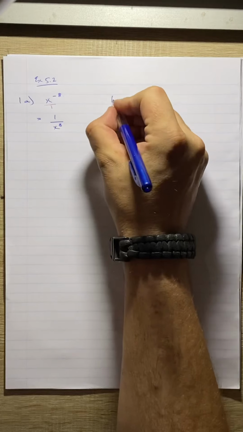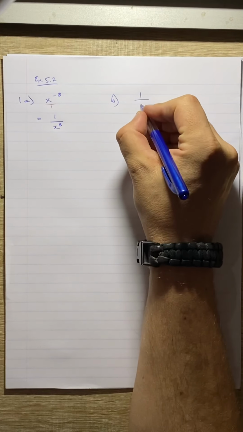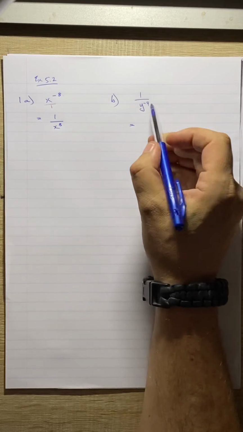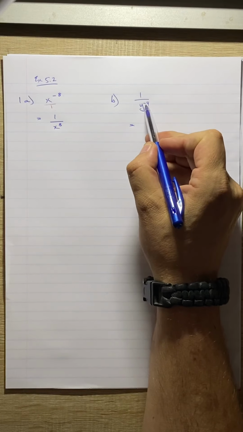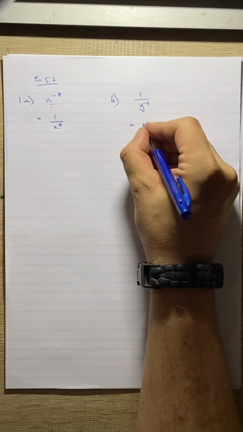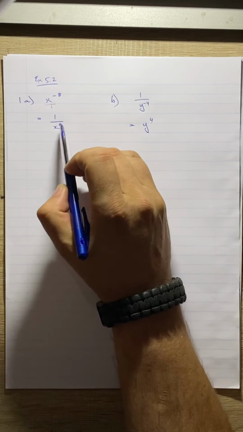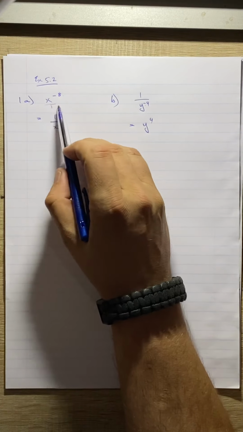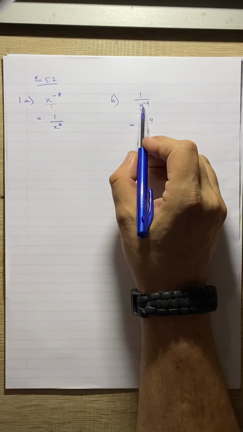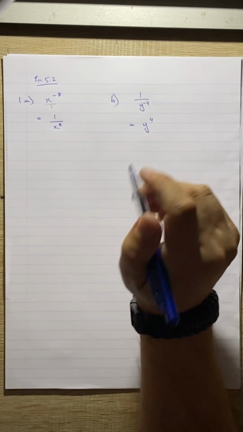Okay. Question B. 1 over y to the minus 4. So this one here, it's at the bottom and it's negative. So it wants to be in the opposite place, which would be the top. So this would be y to the 4. And you notice with both of these, as soon as I change its position from top to bottom in this case, the exponent changes to a positive. In this case, from bottom to top, the exponent changes to a positive.